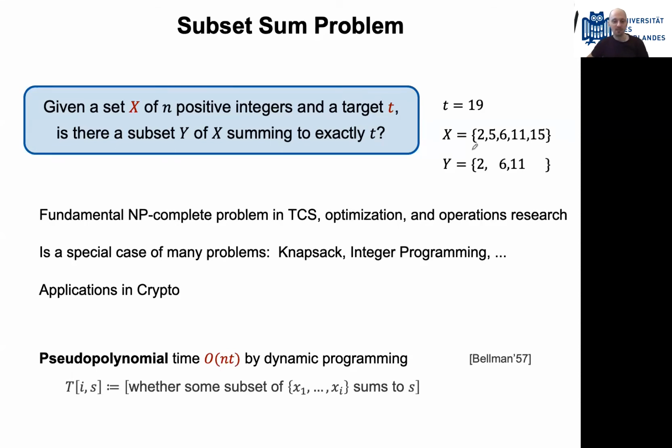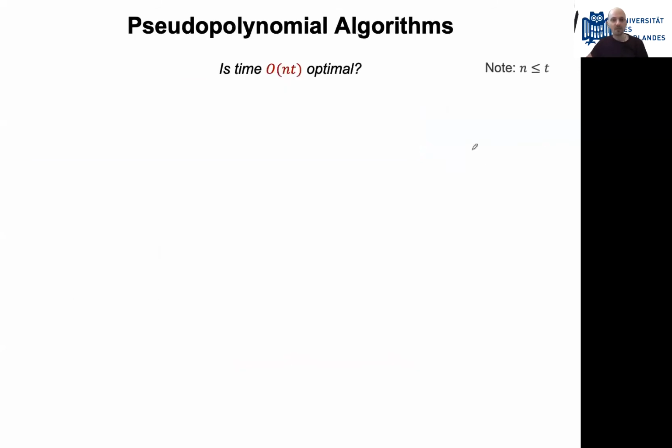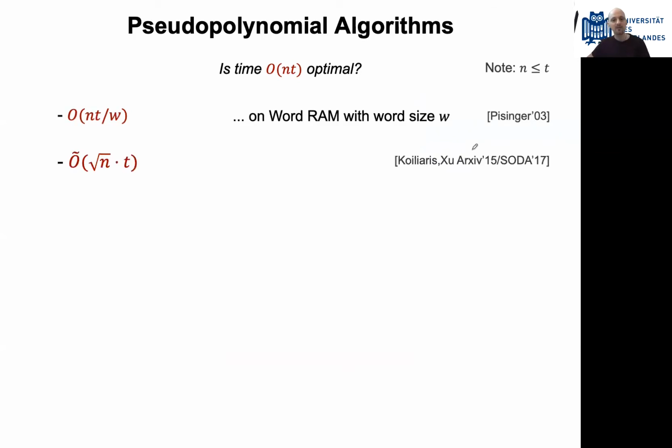And this algorithm is over 70 years old, and over time people naturally wondered whether this algorithm can be improved. So whether the running time order n times T that we teach in undergraduate courses is optimal for subset sum. For many years, actually only log factor improvements were known. So for example, on the word RAM, you can shave off a factor of the word size. Until 5 years ago, Koiliaris and Xu came up with a root n factor improvement.